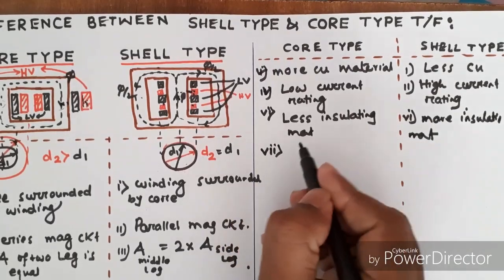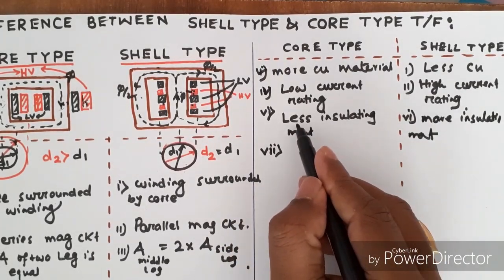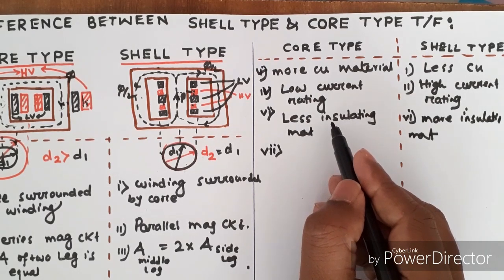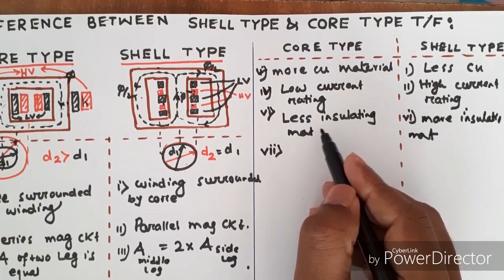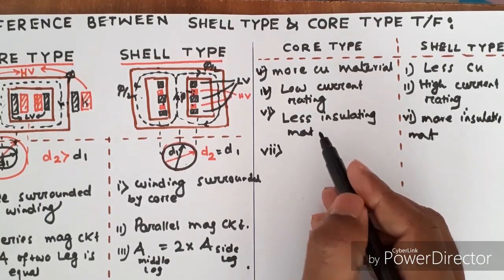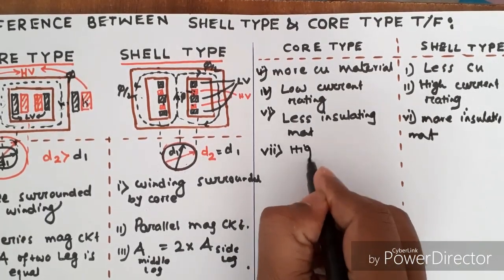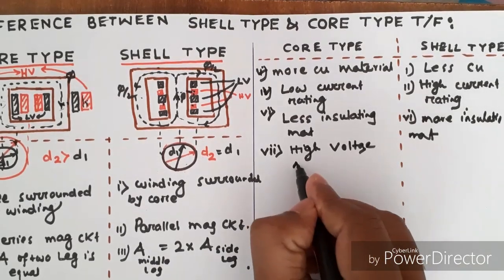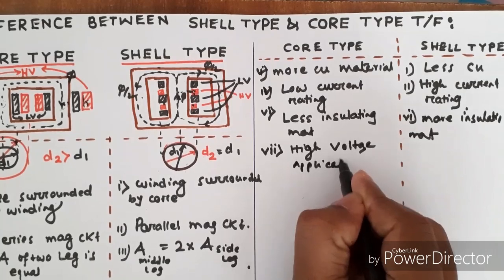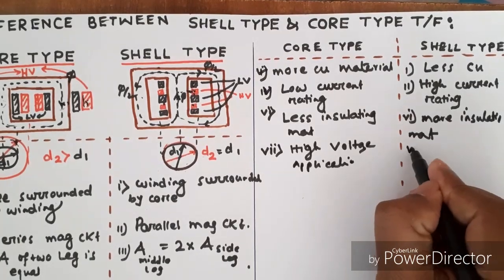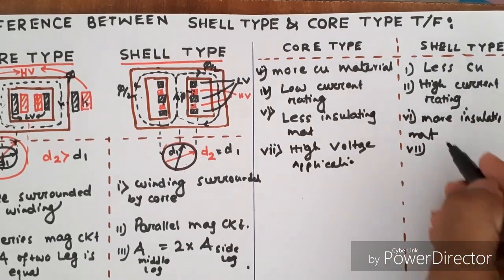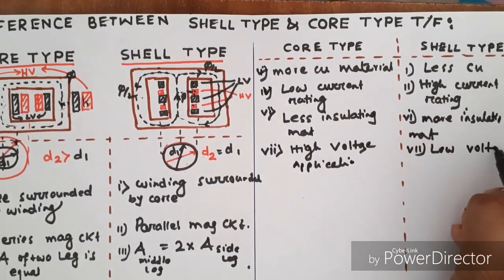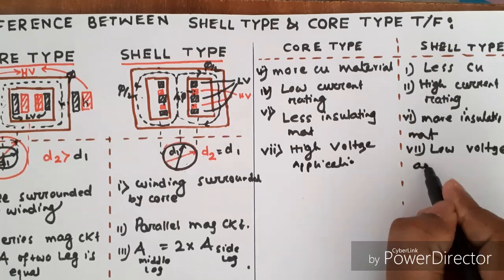Point number 7. Since we require less insulating material and insulating material requirement depends upon the voltage rating, therefore it can be used for high voltage application. And the shell type transformer is used for low voltage application.